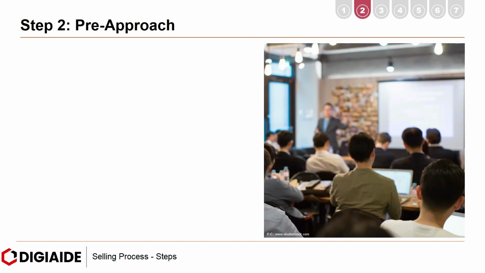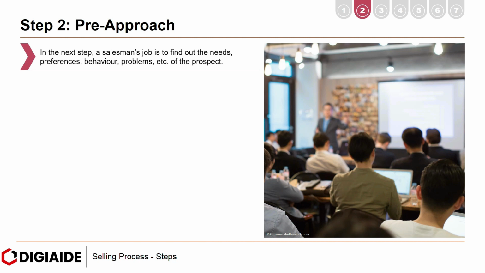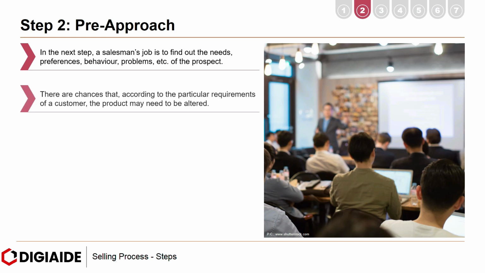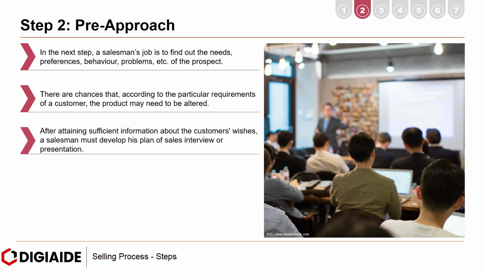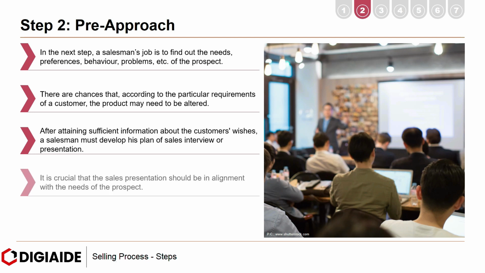Moving on to step 2, pre-approach. In this step, a salesman's job is to find out the needs, preferences, behavior, problems, etc. of the prospect. There are chances that according to the particular requirements of a customer, the product may need to be altered. After attaining sufficient information about the customer's wishes, a salesman must develop his plan of sales interview or presentation. It is crucial that the sales presentation should be in alignment with the needs of the prospect.